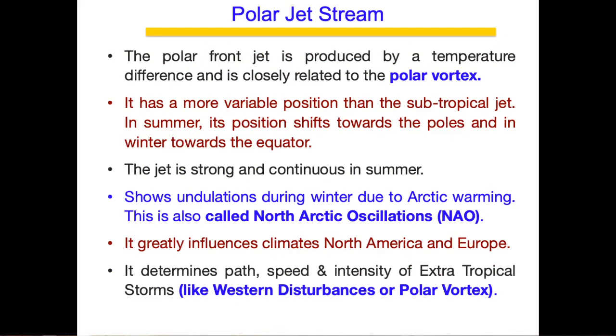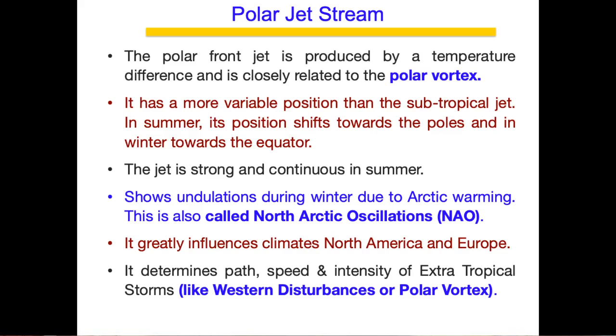Polar jet stream, a very, very important phenomenon or feature. It is produced again by the temperature difference, and it is very closely related to what we all know as the polar vortex. So it also has a variable position, just like the subtropical jet, but it varies more than the subtropical jet, because in the summer it shifts towards the pole, because again there is summertime heating near the equator that pushes the jet stream upwards, and during winter it moves slightly down towards the equator because of the cooling. Like I said, the gradients in temperature decrease and it can move down.